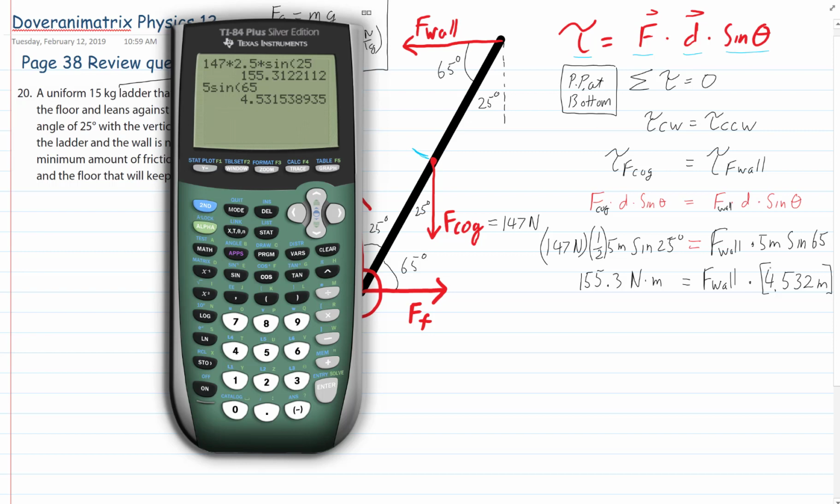So if we now pull it all together, we take the 155.3 Newton meters, which is the torque caused by the force of gravity of the ladder, and it has to balance the torque caused by the wall up top, which is this. So we take the 155 and divide that by that, and we get the force of the wall is equal to 34.27 newtons.